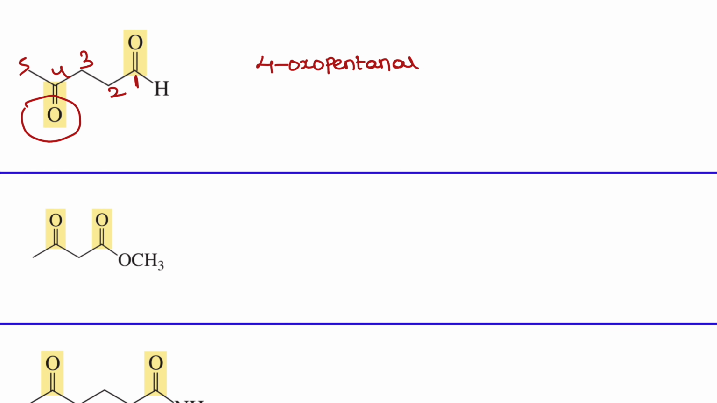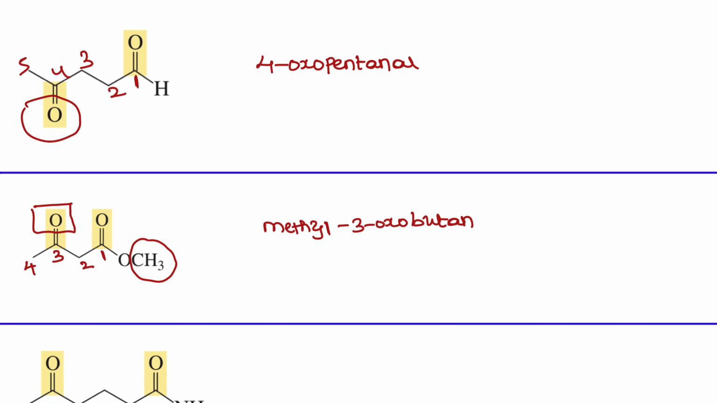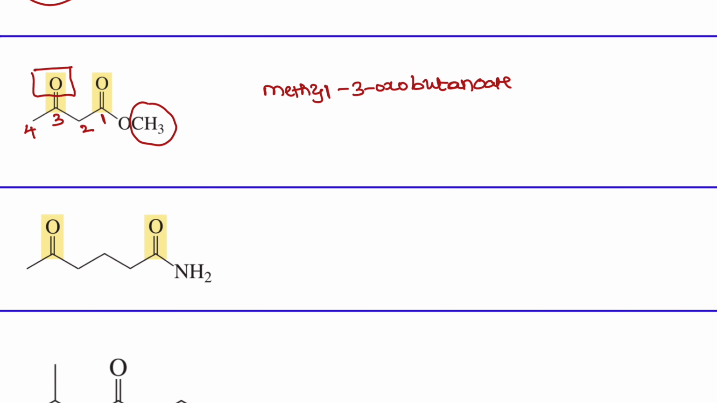And here we have ester and ketone. Ester gets more priority. This is first carbon, this is second carbon, this is third, and this is fourth. Its name is oxo. Its name is methyl. While naming esters, always the alkyl group attached to oxygen, the ester oxygen, should be indicated first. So this is methyl 3-oxo, root word butane, butanoate. Ester is the first grade functional group.